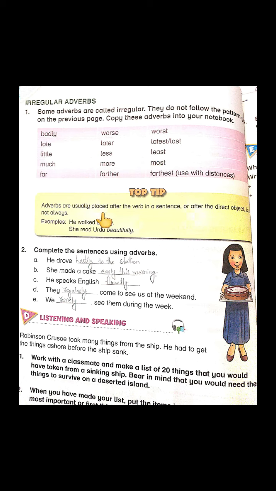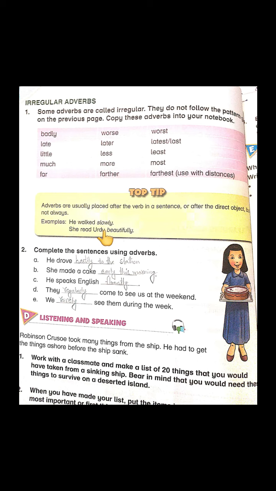Similarly, this activity again is about adverbs. Complete the sentences using adverbs. As you know that adverbs are usually placed, here they have given you a tip to complete this exercise. They said adverbs are usually placed after the verb in a sentence or after the direct object, but not always. That is, there is no fixed rule to put the adverb in a sentence. Sometimes you can place it after the verb or sometimes after the object.